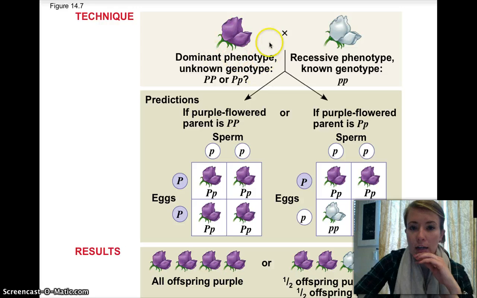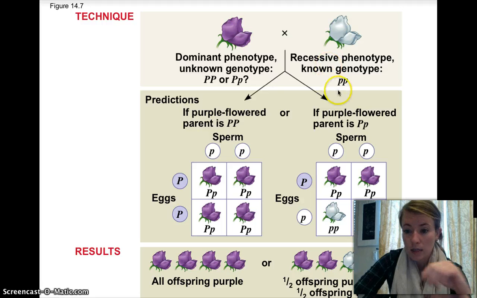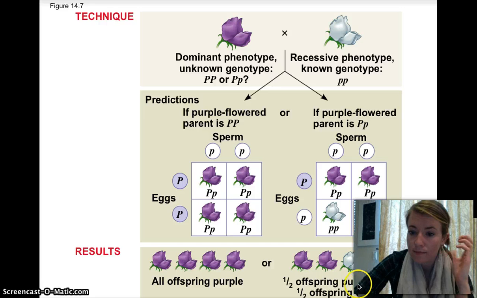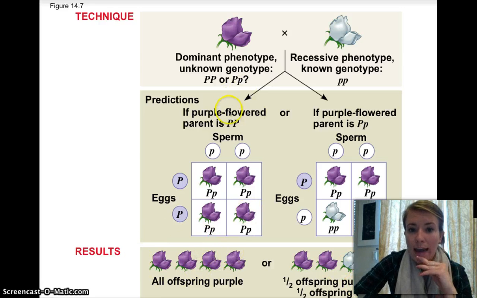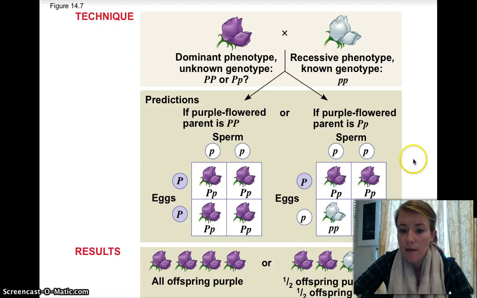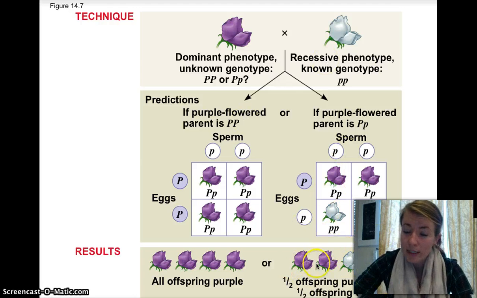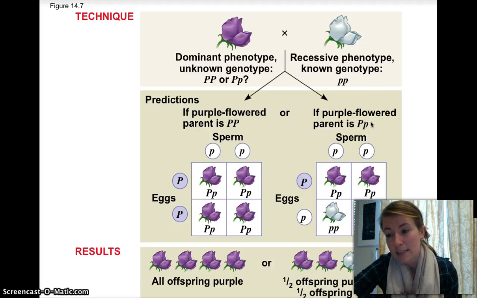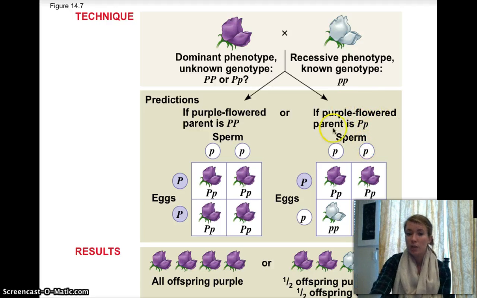So here's our unknown purple. Is it big P big P or big P little p? We don't know. We're crossing it with a white, and we know this is little p little p. When you cross them, we'll get two possible outcomes. Either all of your offspring will be purple, or half of them will be purple and half of them will be white. If they're all purple, it's likely that you had a big P big P parent. If you get some white offspring and some purple offspring, then you had a big P little p parent, because there's no way you could get white offspring unless you get a recessive trait from both parents. So there must have been a recessive trait in this parent.